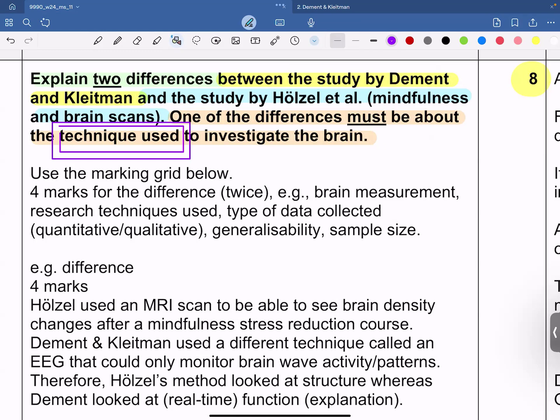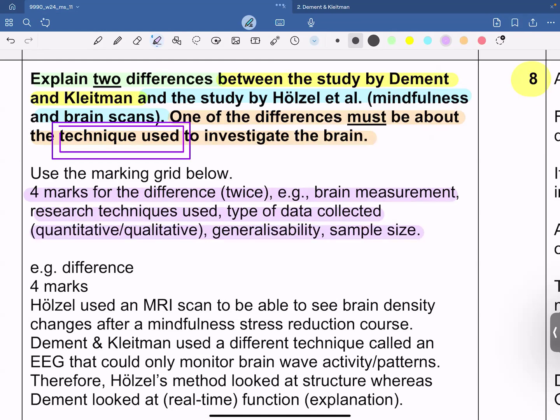Now, if we have a look at the marking criteria, use the marking grid below. 4 marks for the difference, twice. For example: brain measurement, research techniques used, type of data collected, that is quantitative or qualitative, generalizability, and sample size.